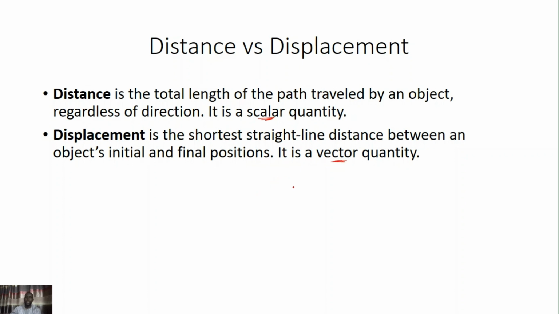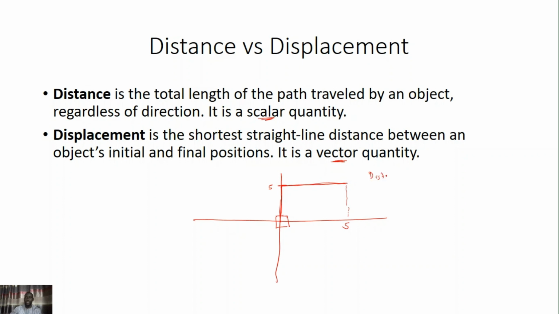Let me explain. Let's use our Cartesian system now. Let's say a car here traveled 5 kilometers along the y-axis, and turned right along the x-axis and traveled 5 kilometers. The total distance traveled by this car is 5 here plus 5 here.